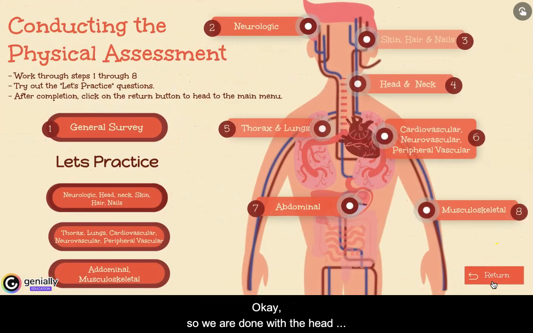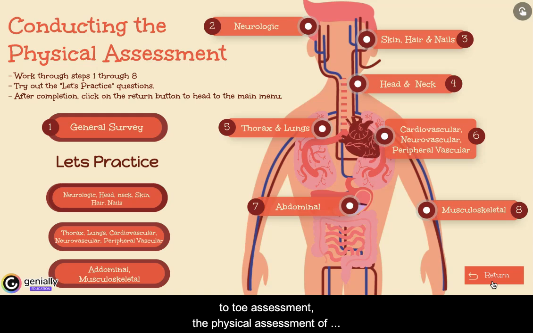Okay, so we are done with the head-to-toe assessment, the physical assessment of the body, from neurologic, skin, hair, nails, head and neck, thorax, cardiovascular, neurovascular, peripheral vascular, abdominal assessment, and musculoskeletal.